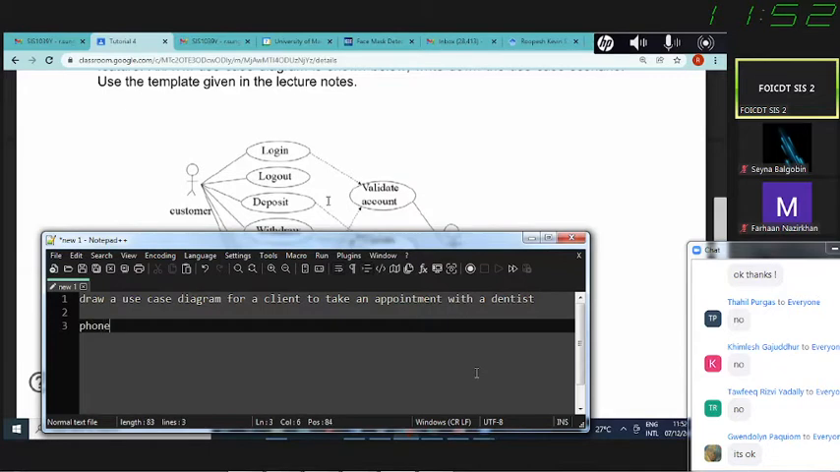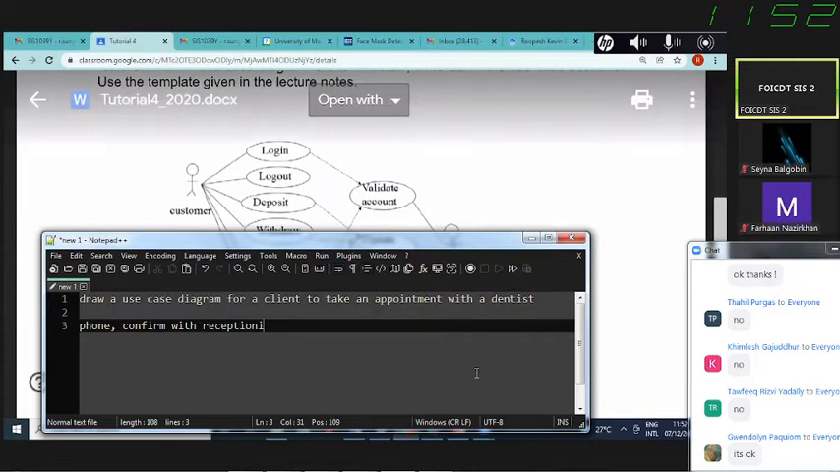Do you think you can work out some use case around this concept? Identify the actors, identify the processes, and draw a use case. Let's do this for 5 minutes, and then we're going to see. I'm going to see you back in 5 minutes. So, a client seeking an appointment with the dentist through the receptionist.